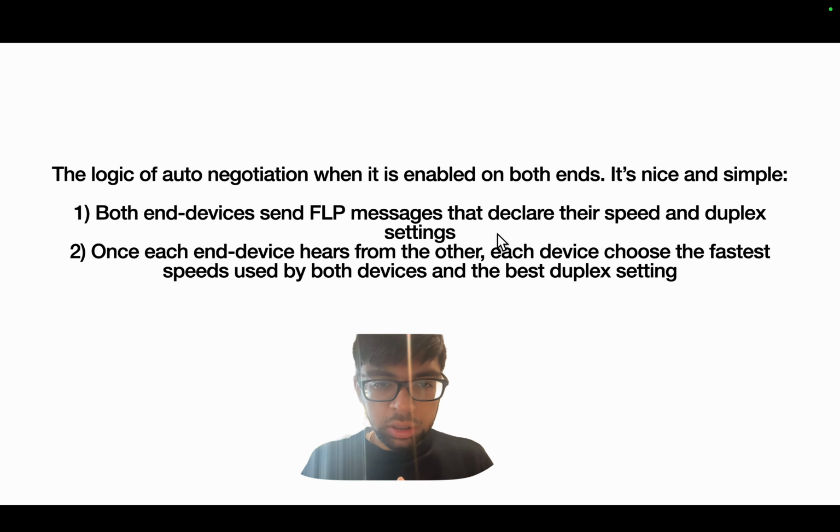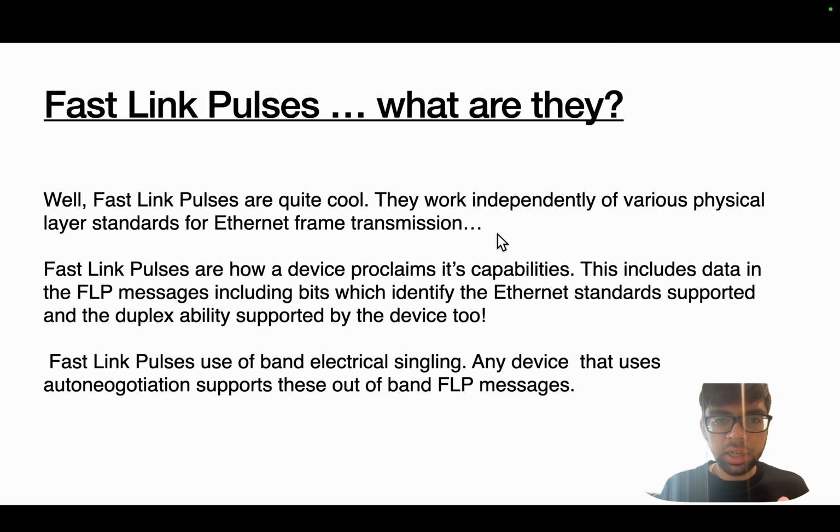Now, the logic of auto negotiation when it's enabled on both ends is simple. This is just a repeat of what was on the last slide. Fast link pulses, just a bit more about them: it's the proclamation of the capabilities of that switch. The messages include bits identifying the Ethernet standards supported and the duplex ability supported by the device.